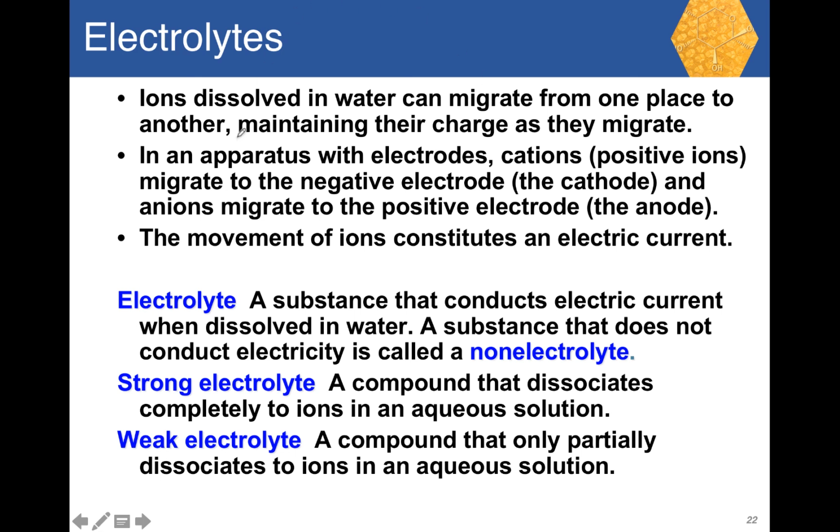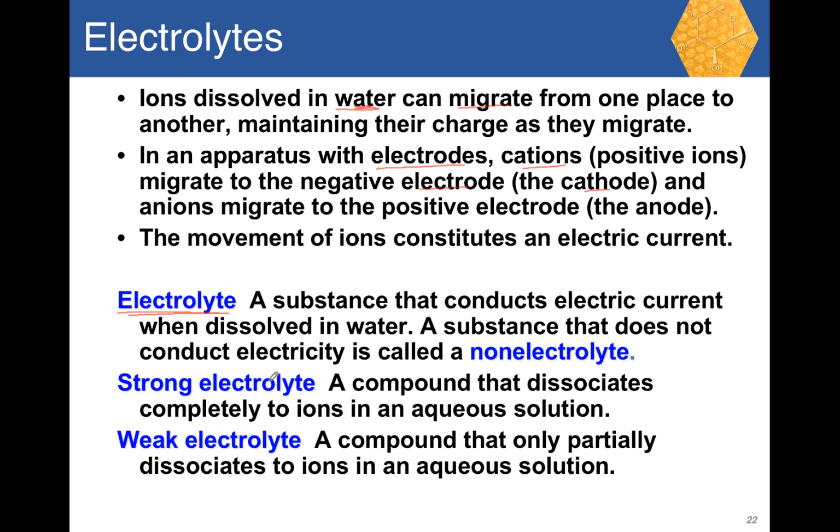So, as we have described here, ions dissolved in water can migrate in a solution. As we can see here, put electrodes in, the cations will migrate to the negative electrode, called the cathode, and the anions to the positive one. The ions will migrate to these electrodes and create a circuit of electricity. A term for you: an electrolyte is a substance that conducts electricity. So KCl is an electrolyte.